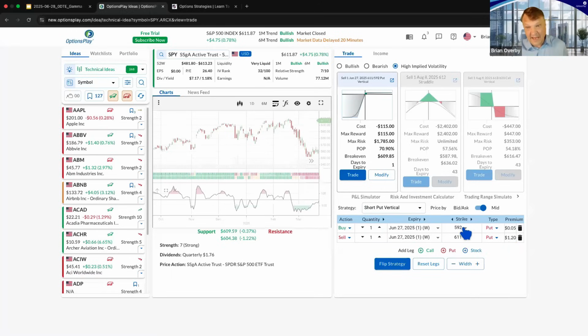Exactly. And I like to try to go down. If I'm going to go 5 points wide, I want to get about 20% of that 5 points, which is $1 here. So if I'm going to go 5 points wide on this trade, and it's all about your risk tolerance and what you're looking to do, but I don't mind doing it this way in my own account. We're going to look at the 606 strike.